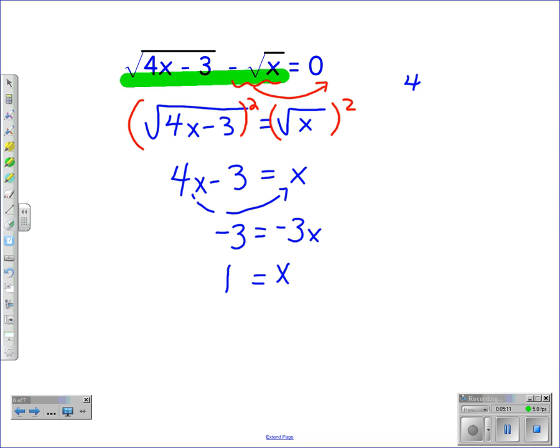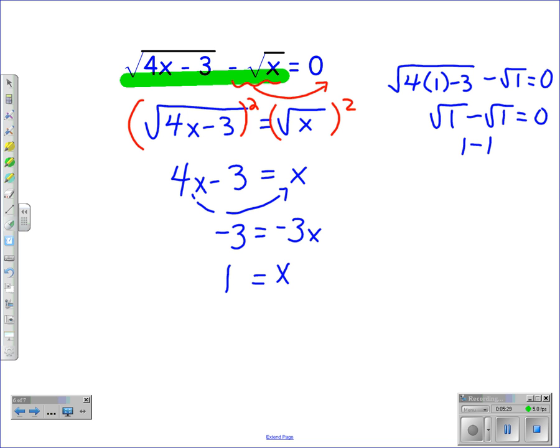Substituting back into the original equation, we have the square root of 4 times 1 minus 3 minus the square root of 1 equals 0. 4 times 1 is 4 minus 3 gives us the square root of 1. And we know a number minus itself is 0. This is really 1 minus 1 equals 0. And we get a true statement. So we know that x is equal to 1.